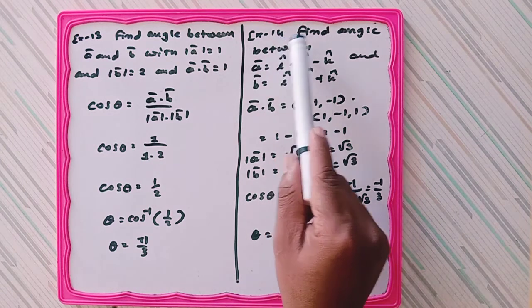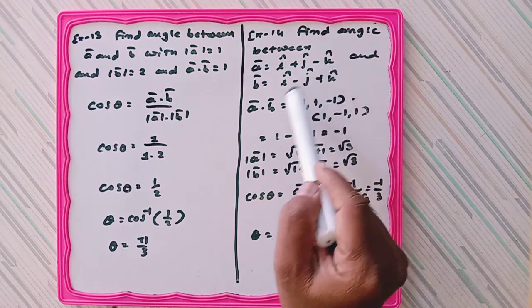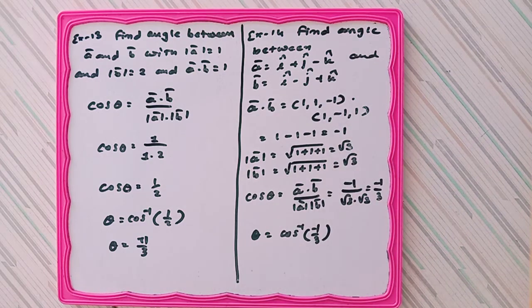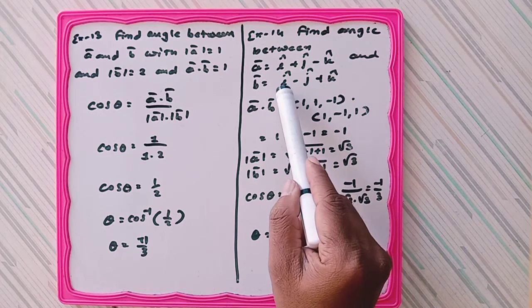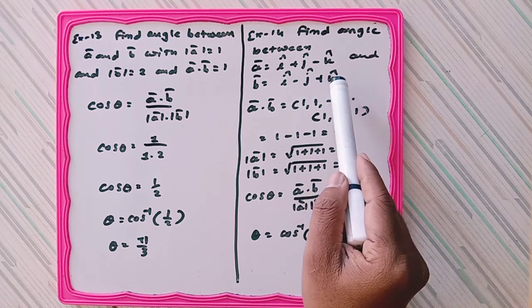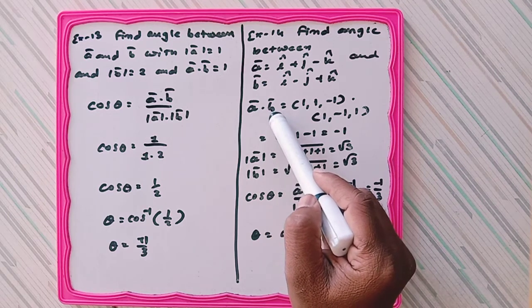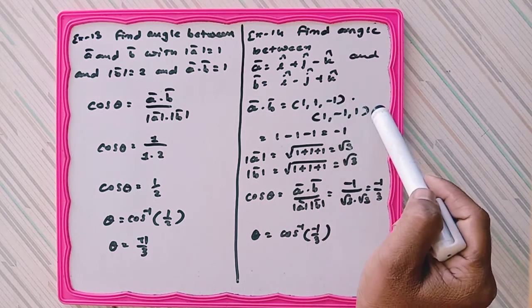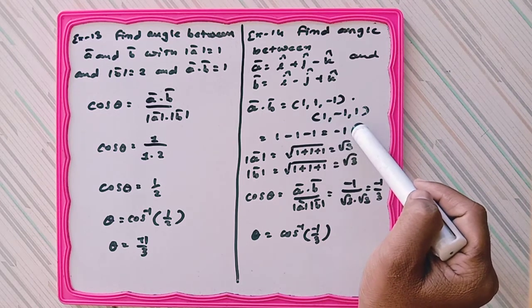Example 14, we have to find the angle between a bar equals i caret plus j caret minus k caret and b bar equals i caret minus j caret plus k caret. So a bar is (1, 1, -1) and b bar is (1, -1, 1). Now to find the angle we want a bar dot b bar, so we will find a bar dot b bar. Then (1, 1, -1) dot (1, -1, 1) will be 1 minus 1 minus 1, so it will be minus 1.